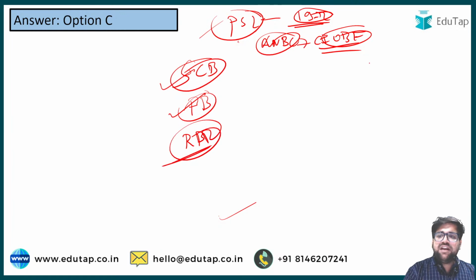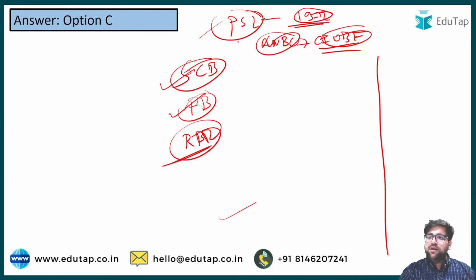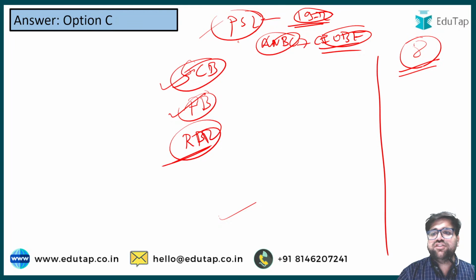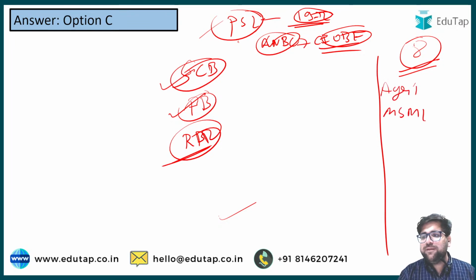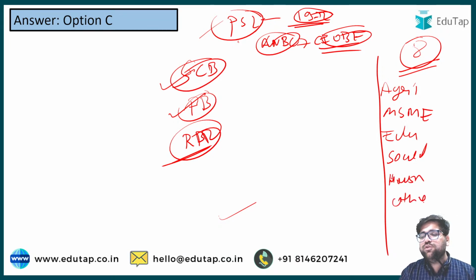Now first let's start with the different sectors of PSL. My dear friends, there are a total of 8 sectors of PSL. You will first find agriculture, you will find MSME, and so on and so forth. You can read that particular list. There is education, there is a social sector, then there is housing, if I'm not wrong, and there is also a sector which is known as others. So there are different sectors in PSL.